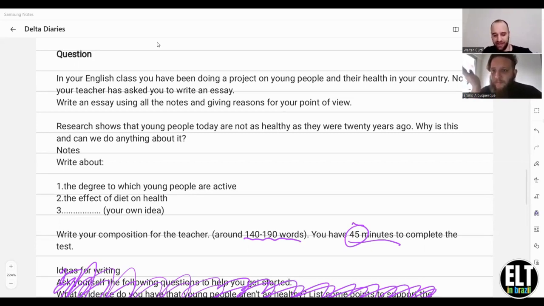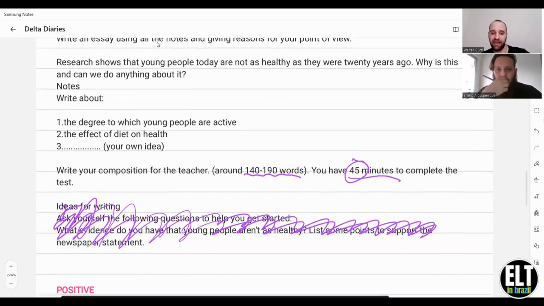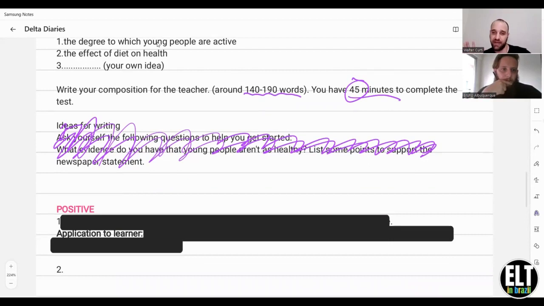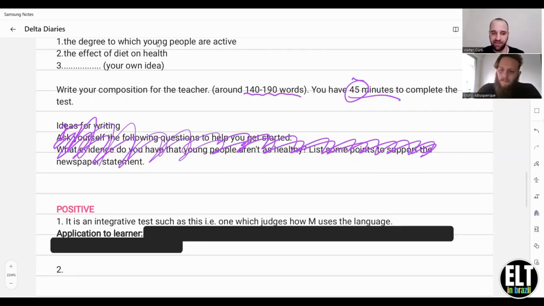You want to assess writing, and this is a writing task, right? It's very, again, obvious, but it is a direct test of the skill the teacher wants to assess, right? So let's give them an example so that they have an idea of how to write these things, right? So I left an example here. So part one is about it being an integrative test. So it's an integrative test such as this, so one which judges how M uses the language. This is your first point.